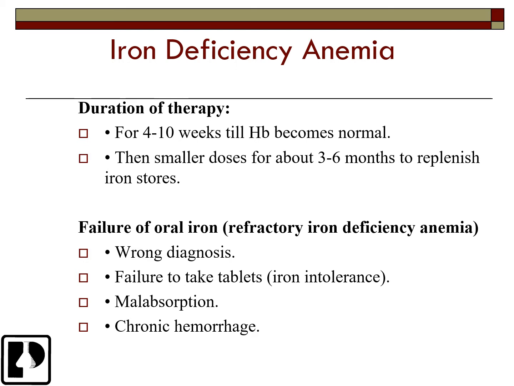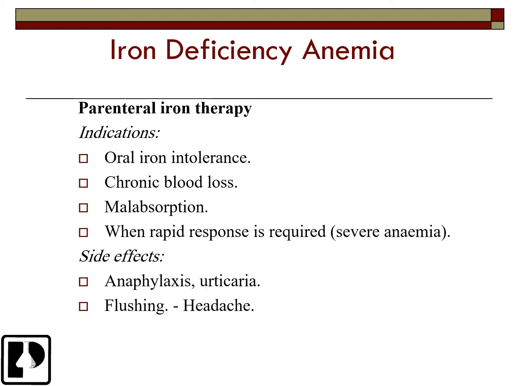Chronic hemorrhage. The patient is taking oral iron and blood is lost from the source of bleeding, so the result is nil. It will not elevate the iron. In this condition, we use what is called parenteral iron therapy. Indications of parenteral iron therapy: oral iron intolerance, chronic blood loss, malabsorption, and when rapid response is required in case of severe anemia. So any problem making the oral iron not tolerated, we can use parenteral iron.